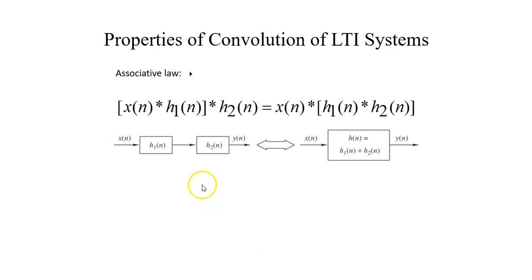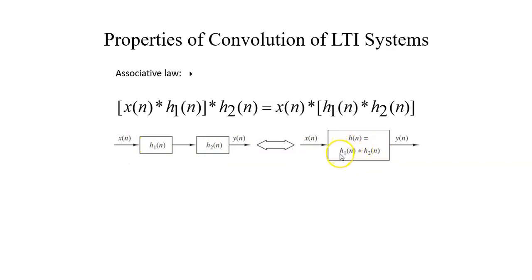We have the associative law. This is the associative law, as you see. In this law, we have two impulse responses in sequence or in cascade form. As you see, we can multiply.